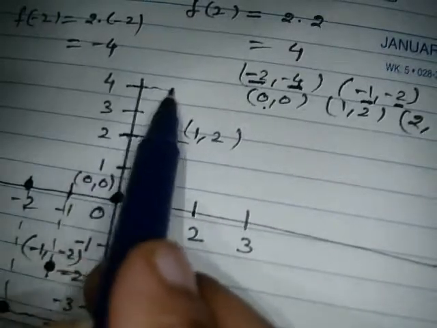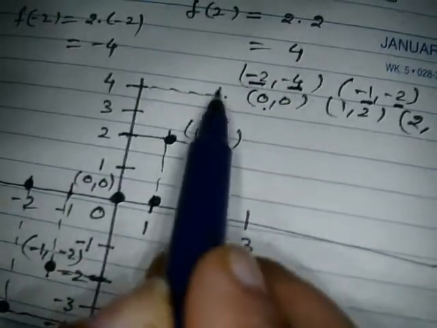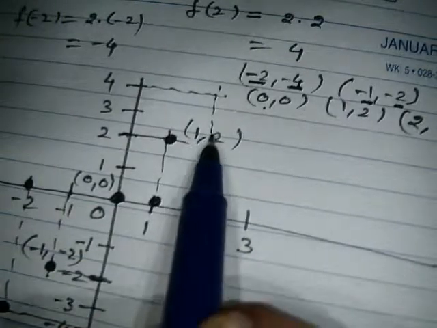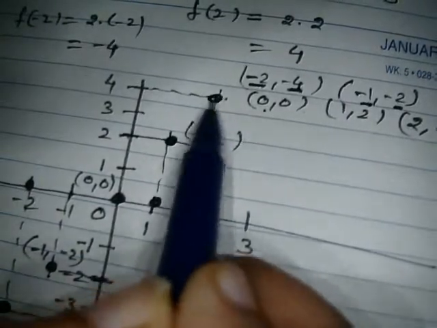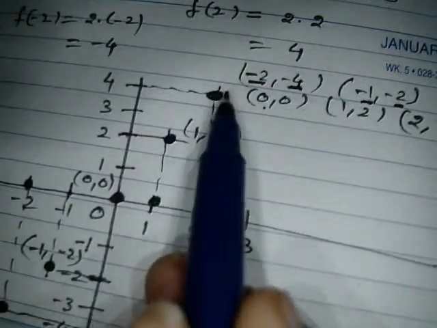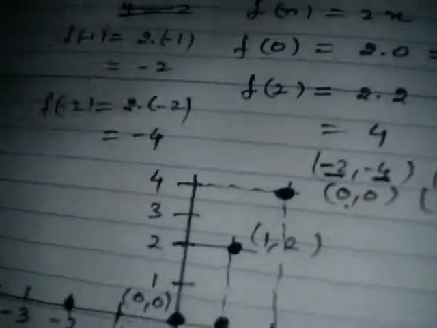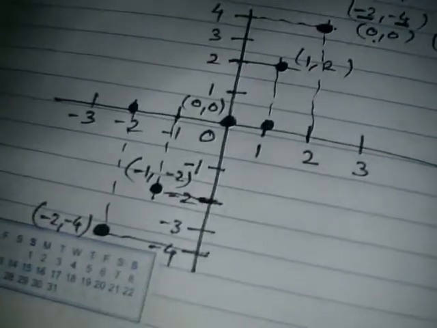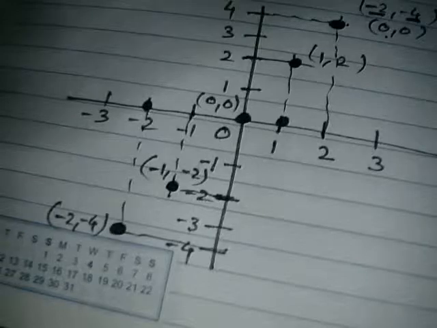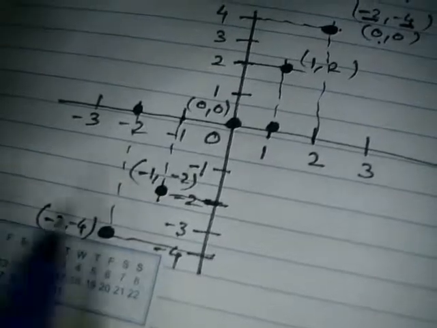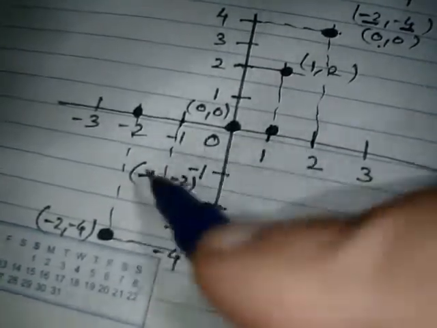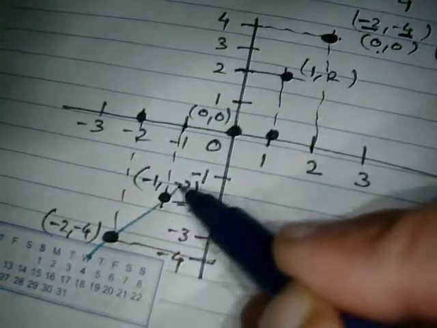Correct. Now these dotted points, I need to join. I am going to join all the points. Okay, these points I am going to join. You can see. When you join these points, it is going to be a straight line. Can you see? This is a straight line.